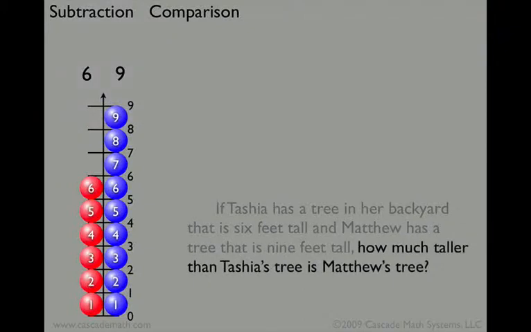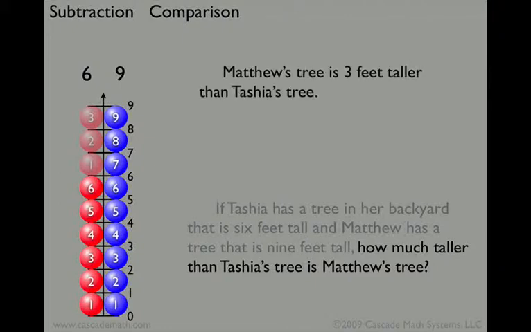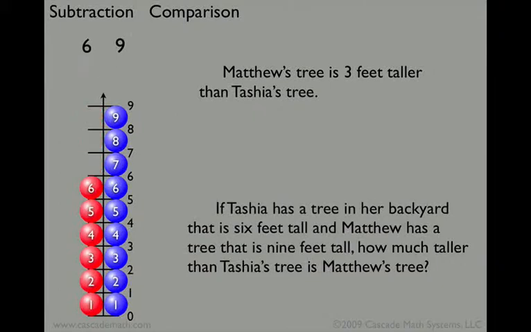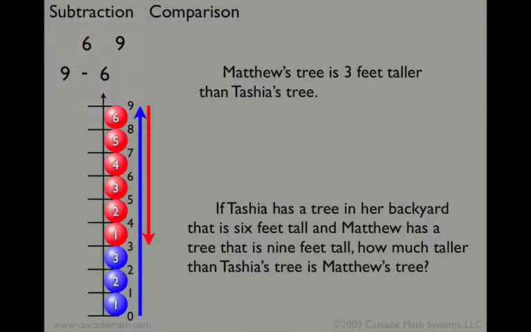Let's compare the tree heights and see how much taller Matthew's tree is. 1, 2, 3. Matthew's tree is 3 feet taller than Tasha's tree. Let's look at another way of solving this problem. If I took the height of Matthew's tree and subtracted the height of Tasha's tree, it would tell me how much taller Matthew's tree was. 9 minus 6 equals 3. Matthew's tree is 3 feet taller than Tasha's tree.